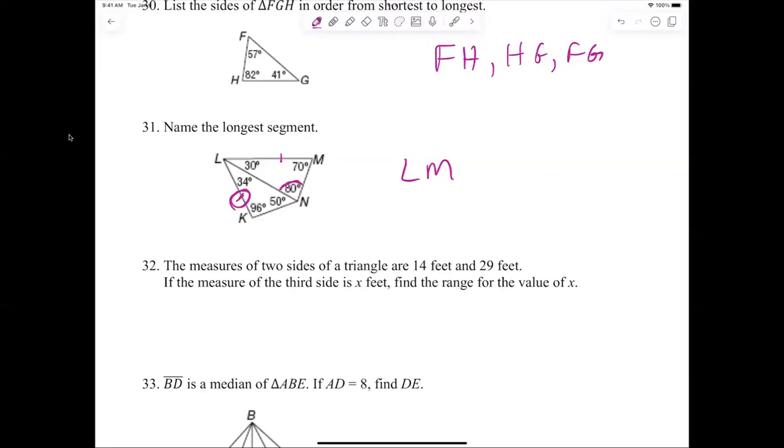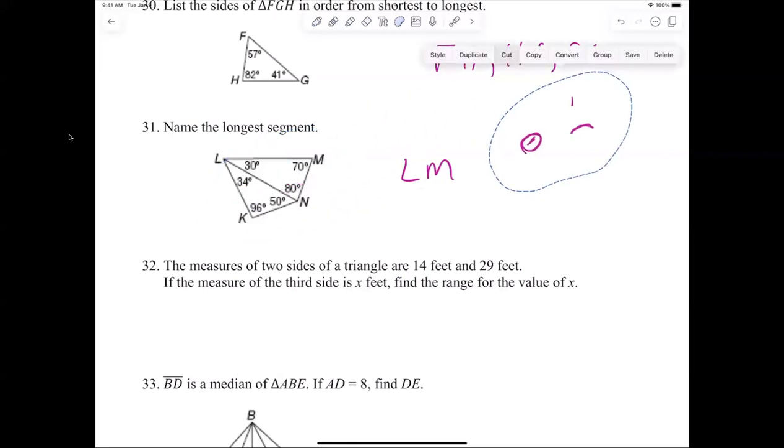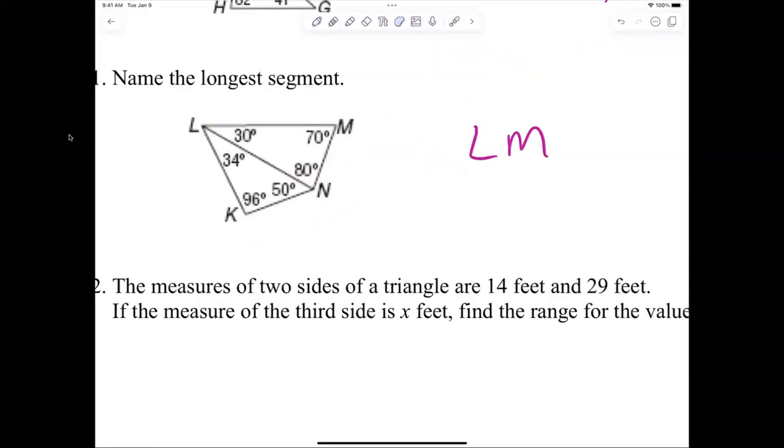All right, so think about that, please. So if 70 degrees was like 90 degrees or something, would LN be the largest? Yes. Right. Go ahead. I'm confused about which one is opposite K.